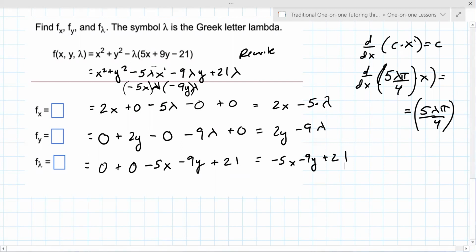And just a reminder to always double check what you're entering before you submit, because there's no partial credit on these.